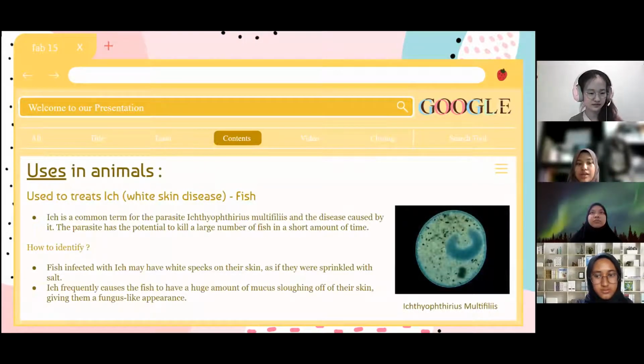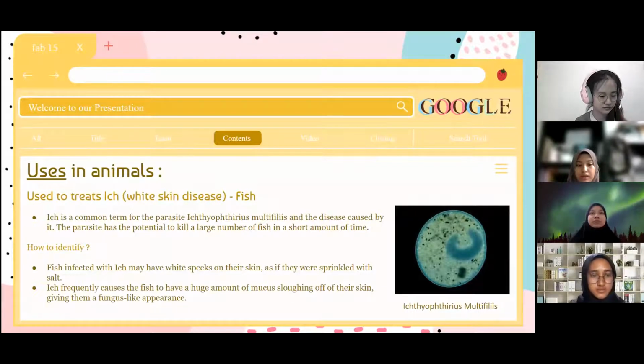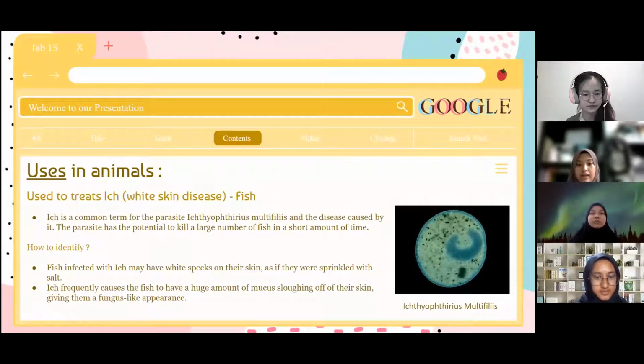Thank you, Xuie. Firstly, copper sulfate can be used to treat ich, also known as white skin disease in fish. It is a common term for the parasite Ichthyophthirius multifiliis, like in the pictures, and the disease caused by it. This parasite basically has the potential to kill a large number of fish in a short amount of time.